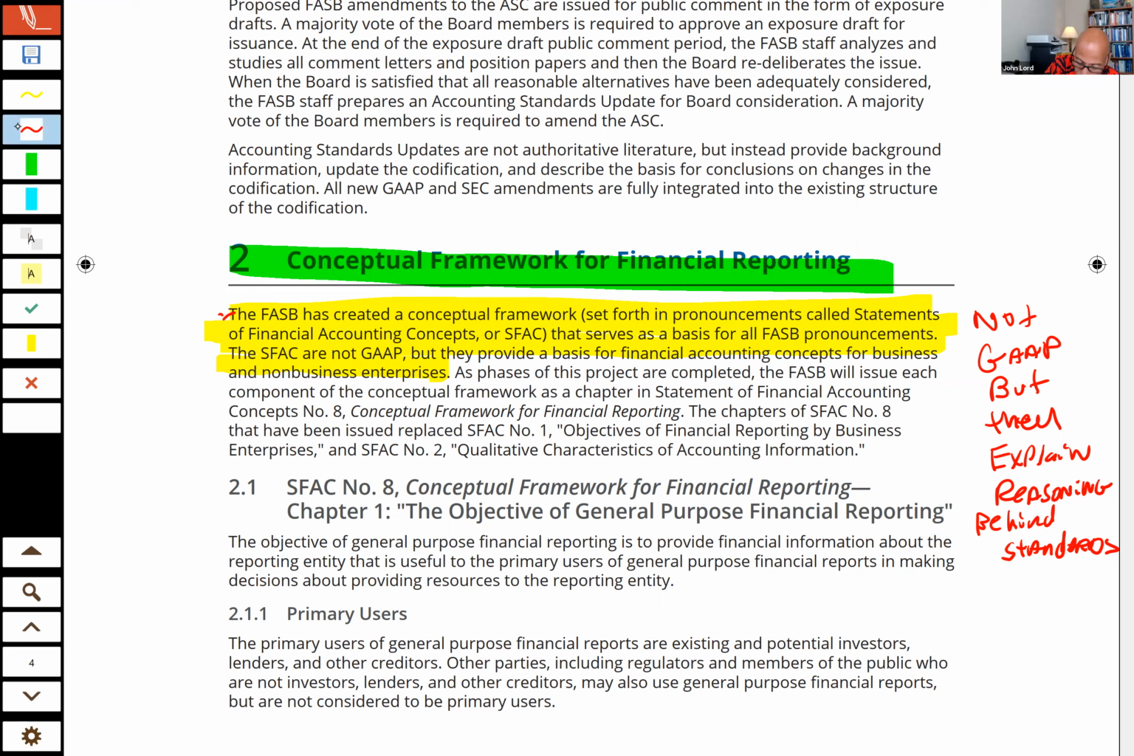So go ahead and flashcard that, in case a tricky CPA exam question tries to fool you into thinking that the concept statements are themselves GAAP.